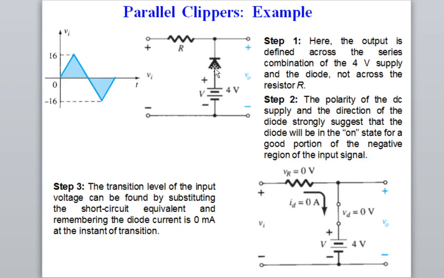The polarity of the power supply is such that the diode is in forward bias. According to the input signal, the diode will go into reverse bias. But the positive region of the input signal will put the diode in reverse bias if and only if the voltage is greater than 4 volt, because then the diode will go into reverse bias. So that is the transition voltage. That means you have to find out the transition voltage.